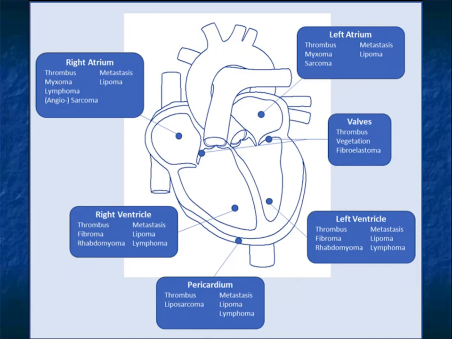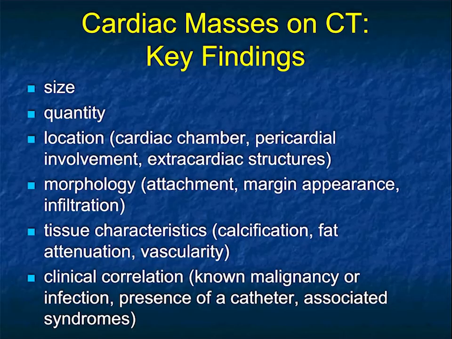Certain areas are more common, left atrium for myxoma. I mentioned fibroelastoma, valves, but it's particularly the aortic valve. So location will be important. Angiosarcoma typically involves the region of the right atrium.